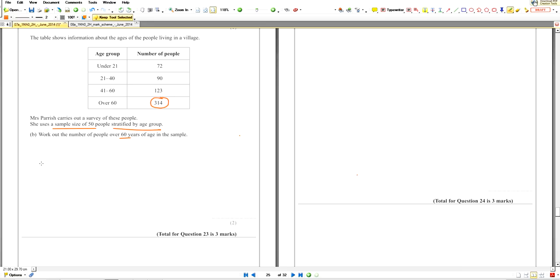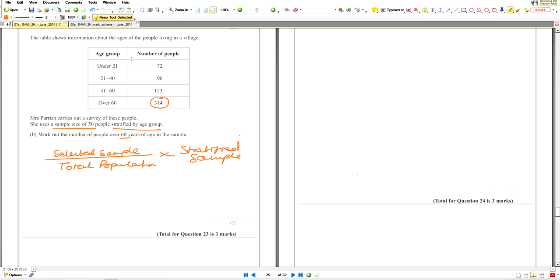Now to do a stratified sampling, what we do is we have always our selected sample divided by the total population, multiplied by the stratified sample size. So let's have a look where all these numbers are coming from.